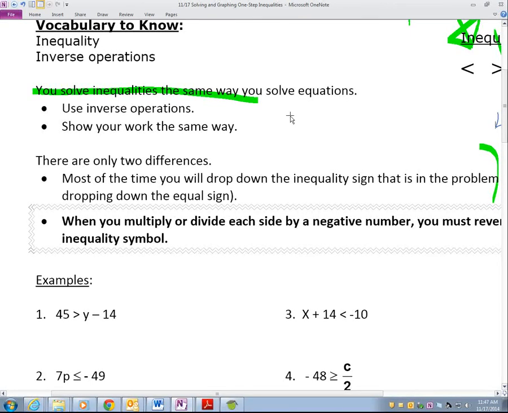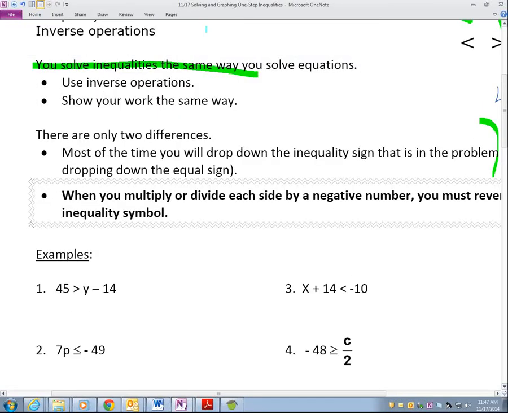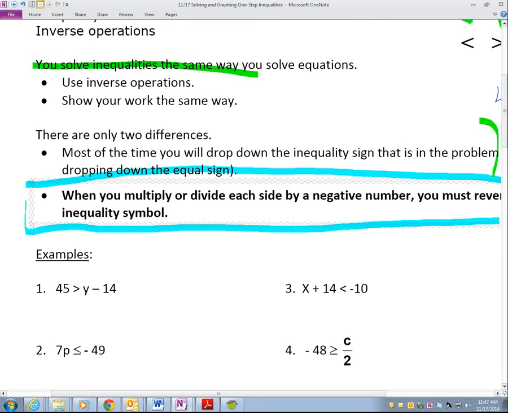Most of the time, you'll jot down the sign. I already said that. When you multiply or divide each side by a negative number, so guess what, folks? Yay! Highlighting! You should highlight this. It's already boxed in. You just need to draw your attention to it, because that's something that you definitely need to remember from today. When you multiply or divide each side by a negative number, you must reverse the inequality symbol. That's something that you need to memorize for the quiz.